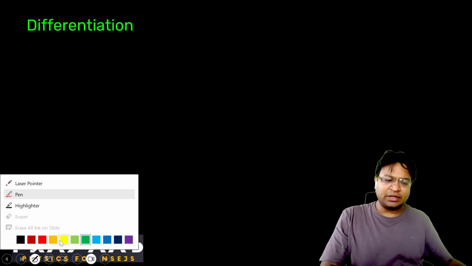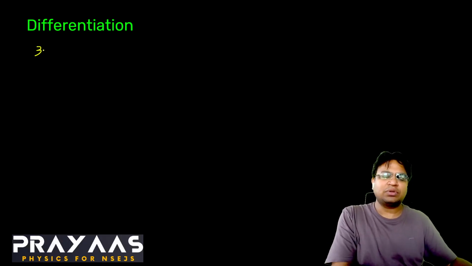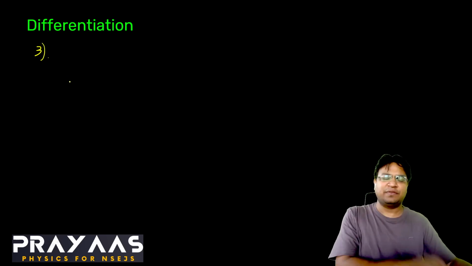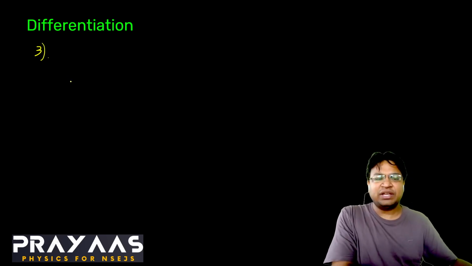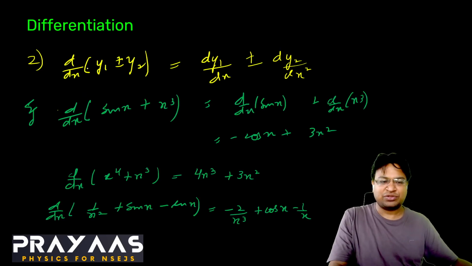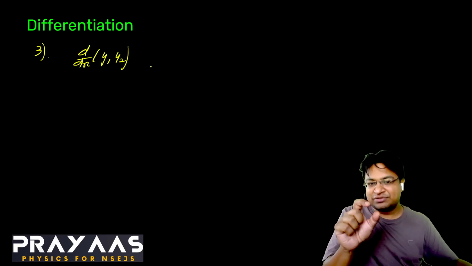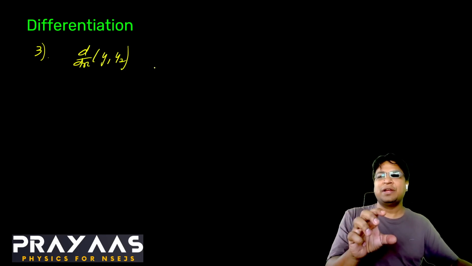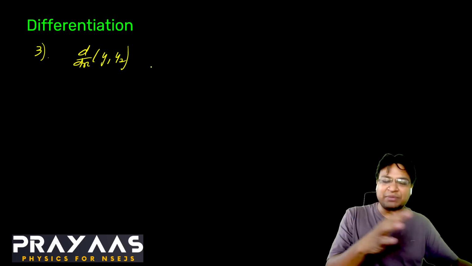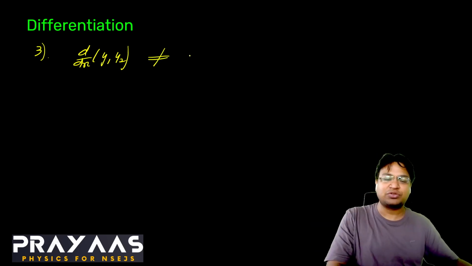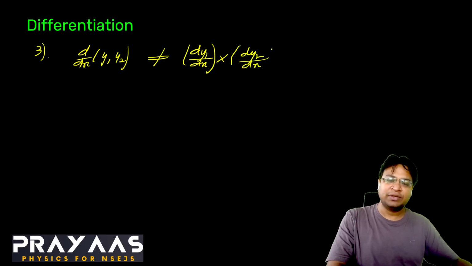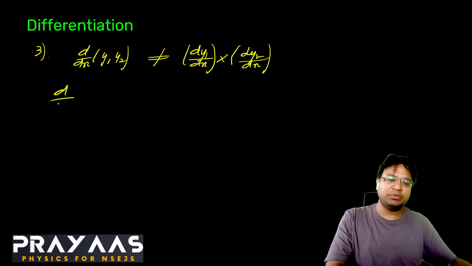Now, this is quite easy to use. Now I'll go to the third rule, which might be a bit confusing. Generally we assume that if the second rule is true, then if we are asked to differentiate a product of two functions, students generally assume that differentiating the first function and differentiating the second function and then multiplying them will do the job. But guys, no, that is not true. So let me first give you a cautionary note that this would be wrong. Please don't do this.